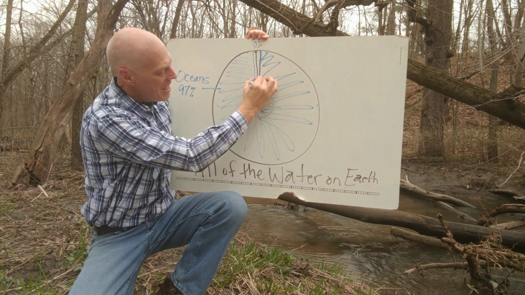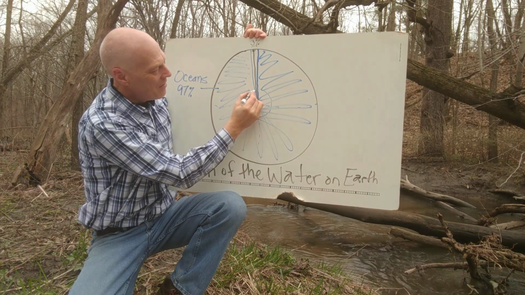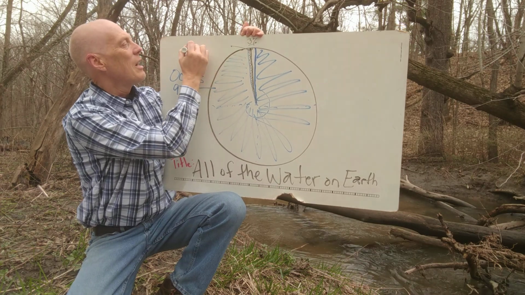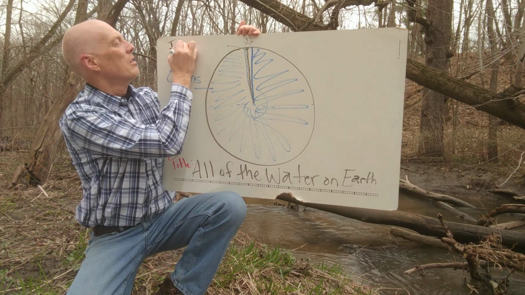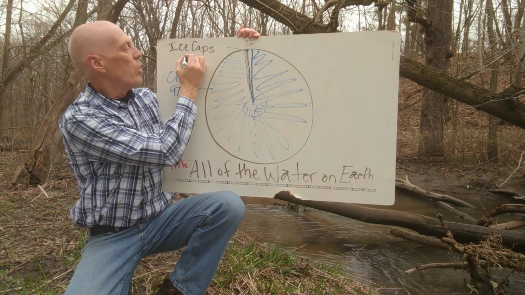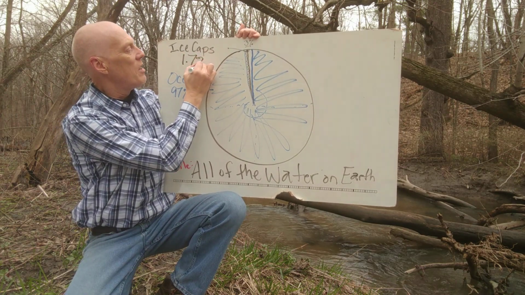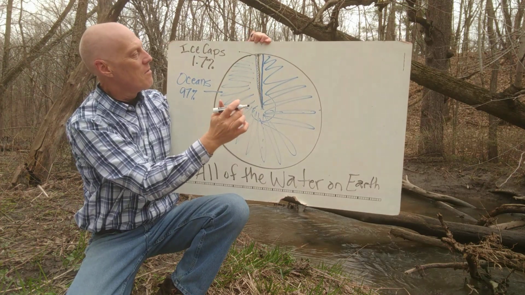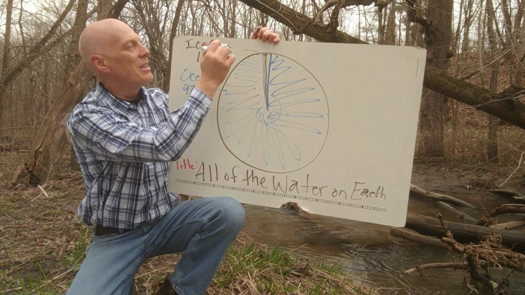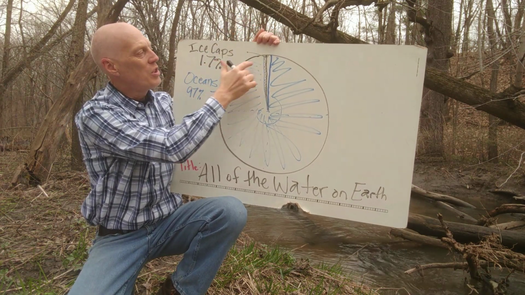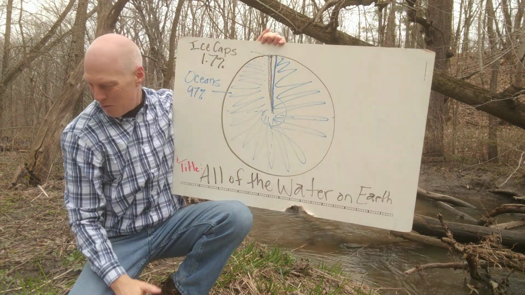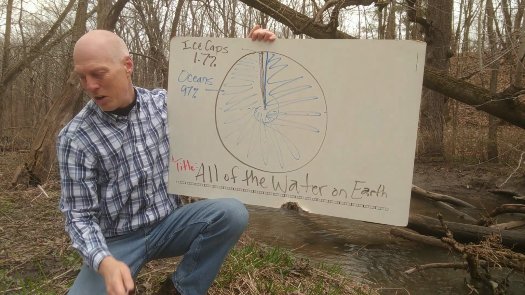So all of this right here is ice caps. And ice caps come to 1.7%. Okay, out of that little strip of 3%, I've got to split it up now and say ice caps are almost 2 of that 3%. So now that leaves a little bit right there that's got to go to groundwater, surface water, and atmosphere.